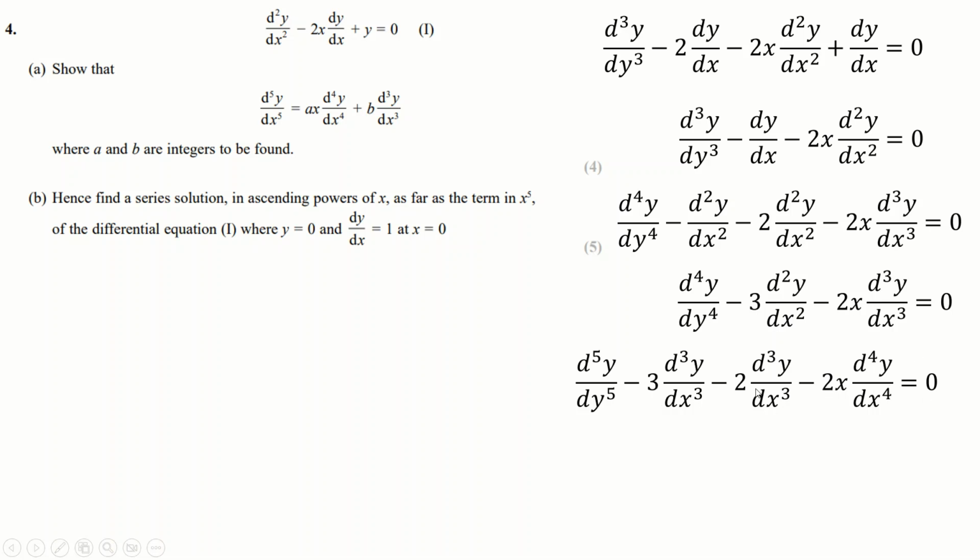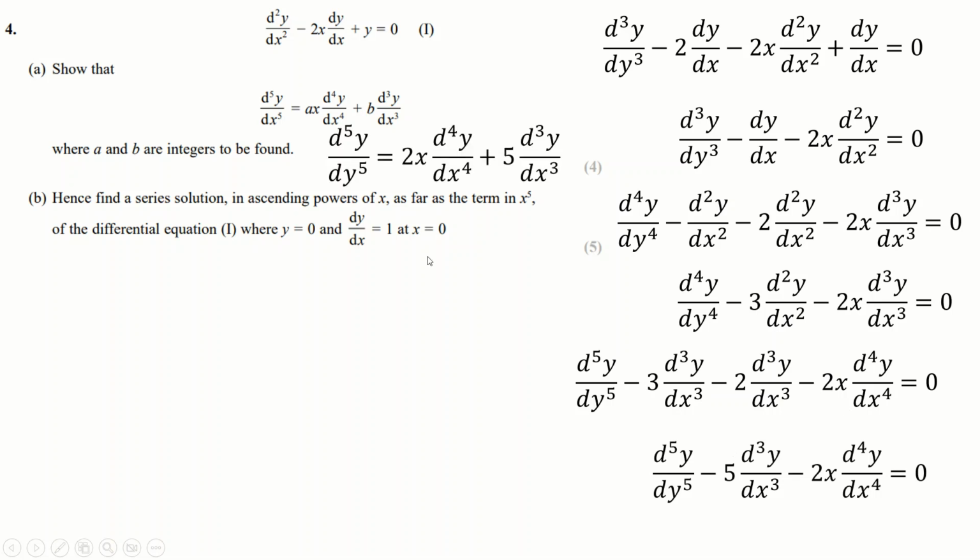Move those to the other side. These 2 things go together as well. Then move them to the other side, and I think we get this. So A is 2 and B is 5, it looks like. Good, 4 marks. Hence find a series solution in terms of this.